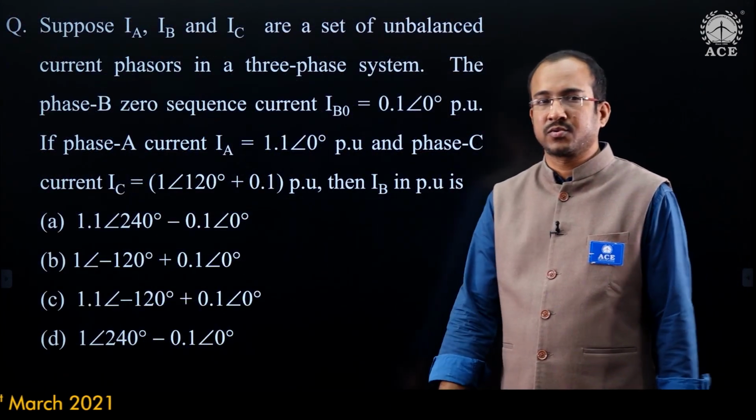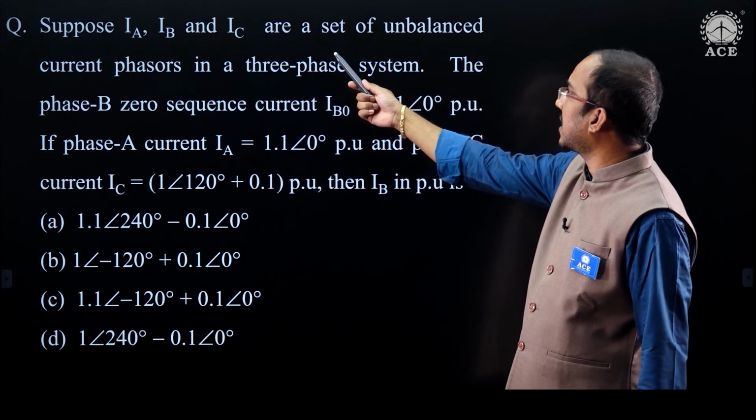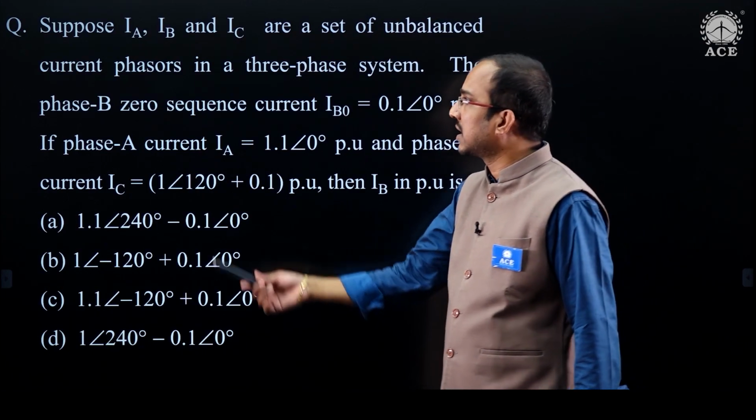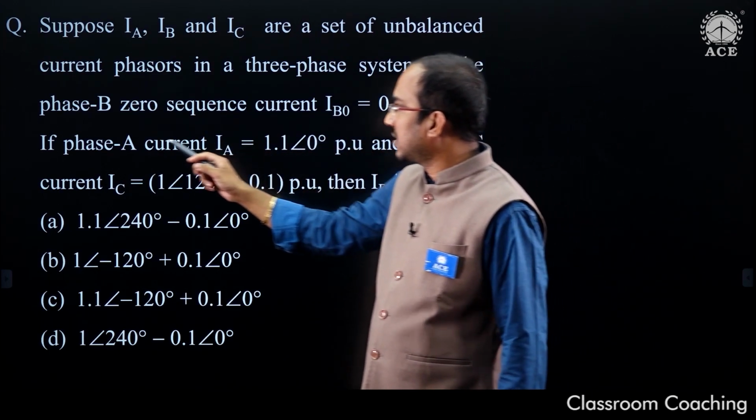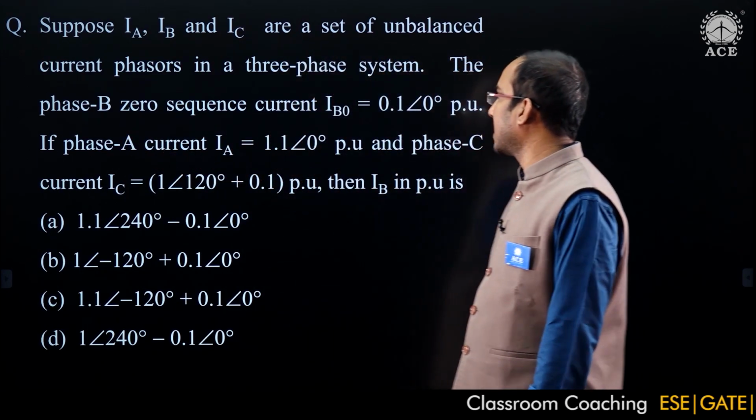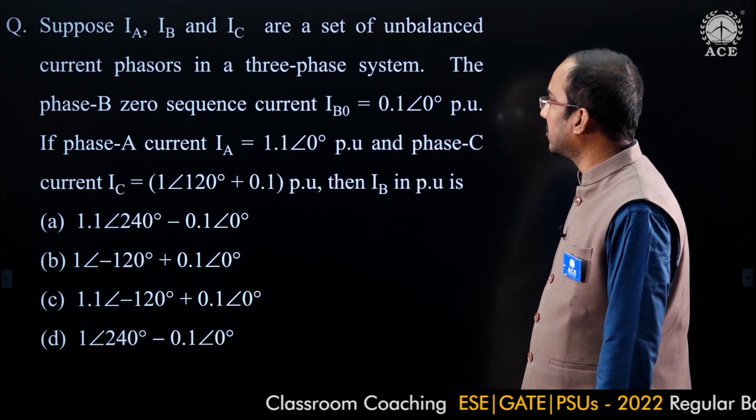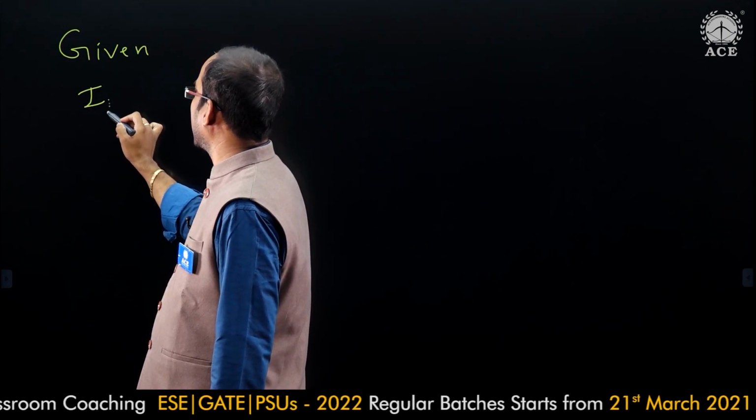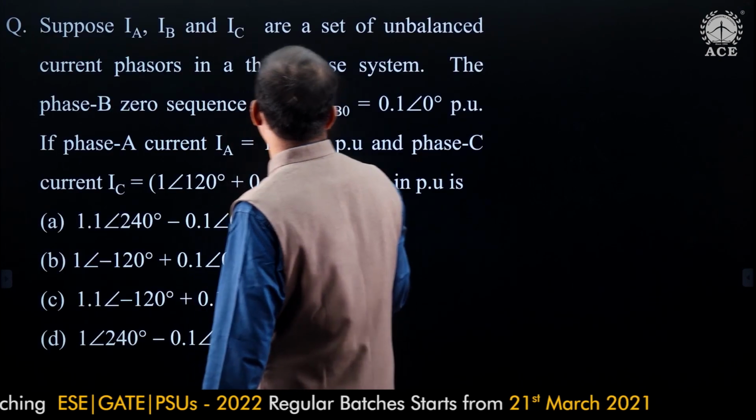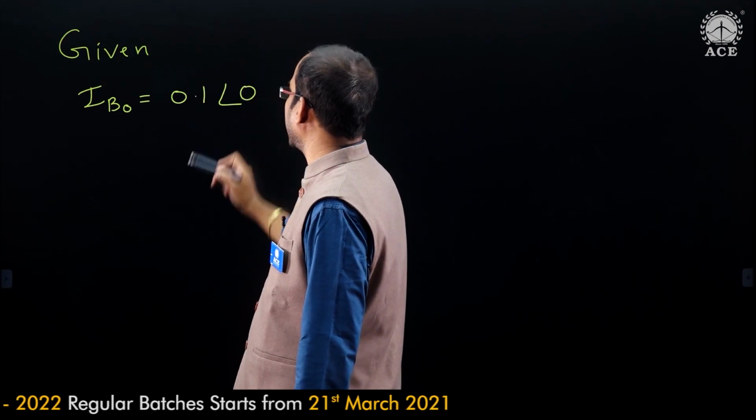Now, let us observe this question. He has given, suppose IA, IB and IC are the set of unbalanced current phasors in a three-phase system. The phase B zero sequence current IB naught is given as 0.1 at an angle of 0. Now, let us write the given data. Given IB naught is 0.1 at an angle of 0.